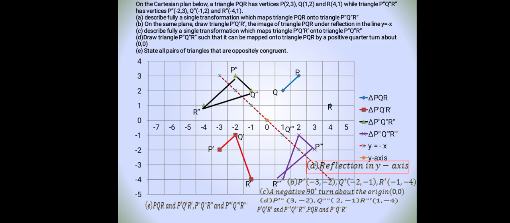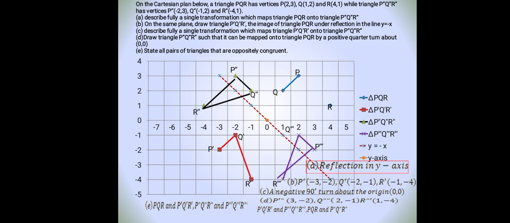Now B, you can clearly see I've drawn that triangle P'Q'R' as a reflection, and the line I've dotted is y equals negative x. I've clearly indicated the line and the key. You can see it is a red dotted line, so it is reflecting the image PQR as P'Q'R'.